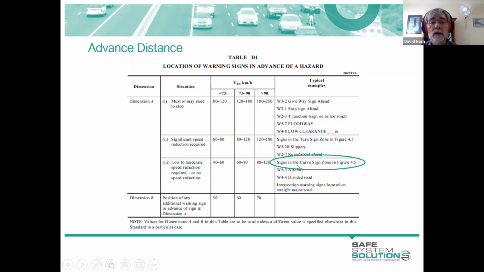Yes, and it actually says here, signs in the curve sign zone in figure 4.5. So that points you directly to what you're talking about from this table. That's in Appendix D to the Australian Standard 1742 Part 2 and applies to all warning signs, in terms of how far in advance of the thing they're warning of they should be, and other signs as well. So dimension A and dimension B come into the discussions within the Australian Standard quite a bit, so it's good to understand this table D.